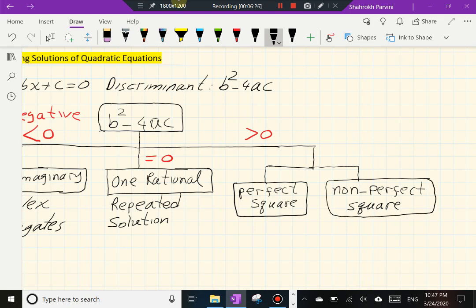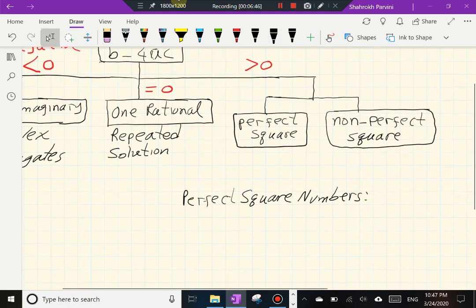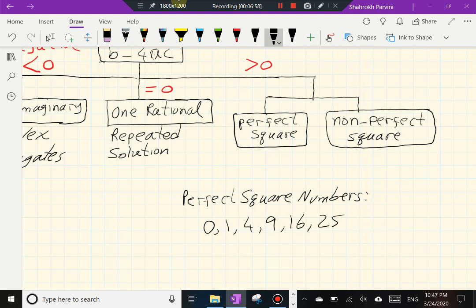Now, I guess it begs the question, what do we mean by perfect squares? So let me note this maybe below here. Perfect square numbers. These are numbers where, when you square a whole number, the resulting number is called a perfect square. So the perfect square numbers are 0 squared, 0, 1 squared, 2 squared, 3 squared, 4 squared, 5 squared, and so on. There you go. These are perfect square numbers.